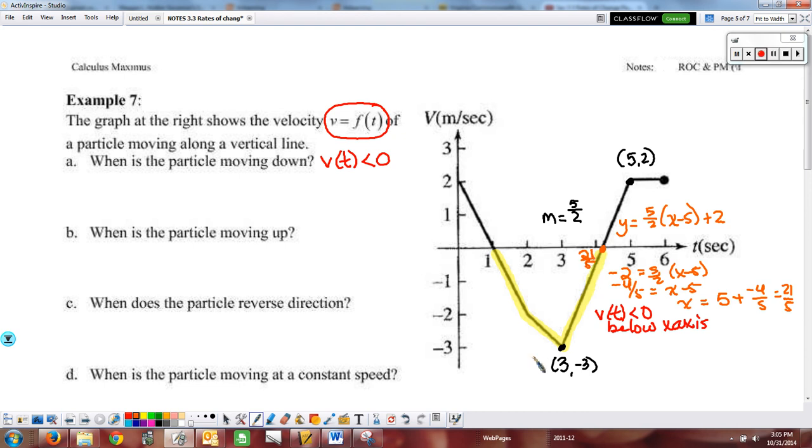So I add that in for use here. And so when is the particle moving down? When our velocity is negative. So we would say the particle moves down for the time on the interval starting at 1. I don't include 1 because that's got a speed of 0, which is stopped. So 1 to this 21 fifths, with open parentheses. And the reason is because v of t was less than 0, which we basically got from looking at the graph.